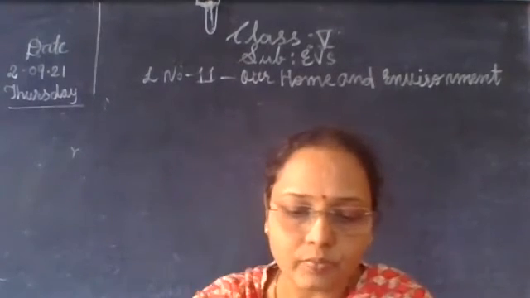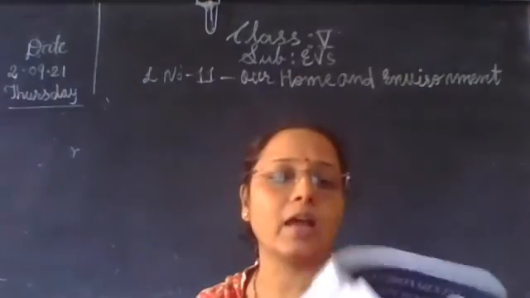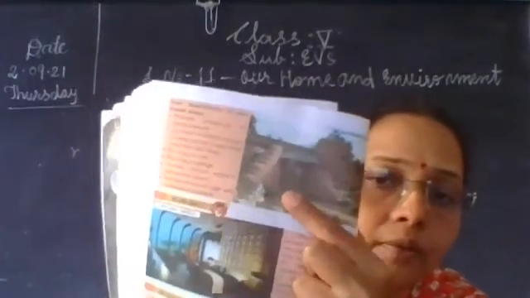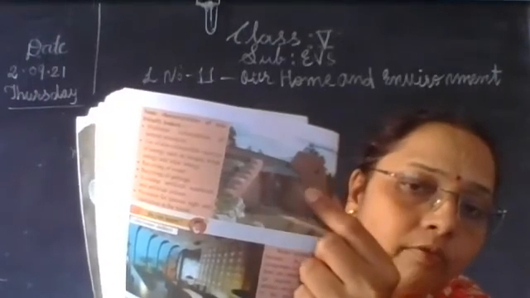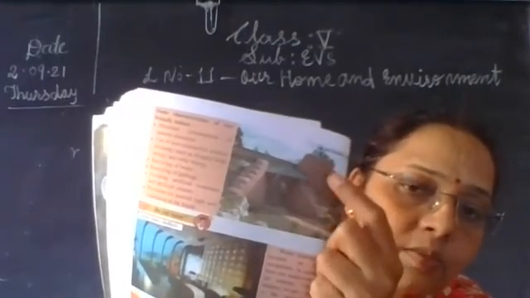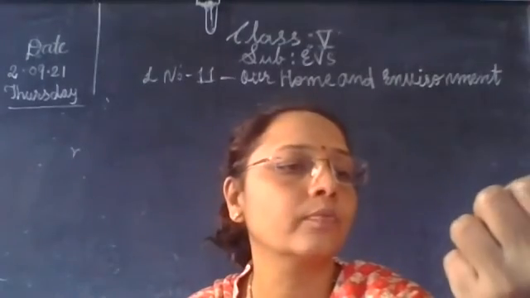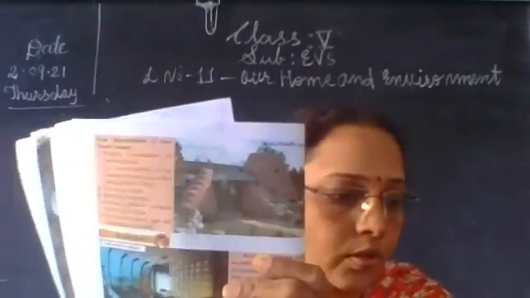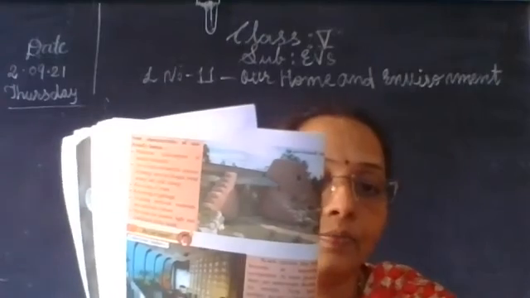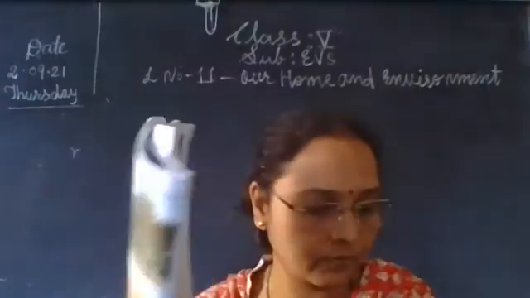Okay children, to see the eco-friendly house, the picture is given in your textbook. See this one, ventilation is here, proper windows are there. It is made up of, I think, mud. Okay, so this is the eco-friendly picture.